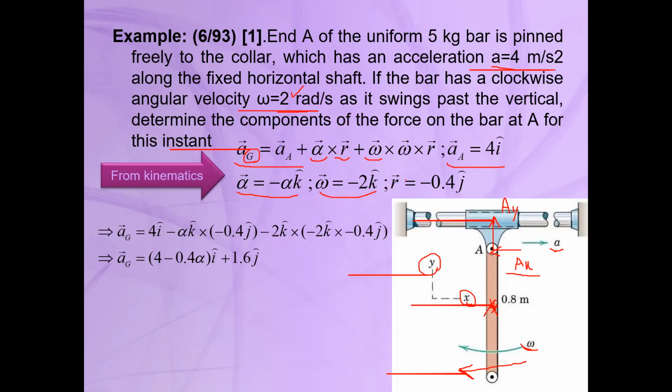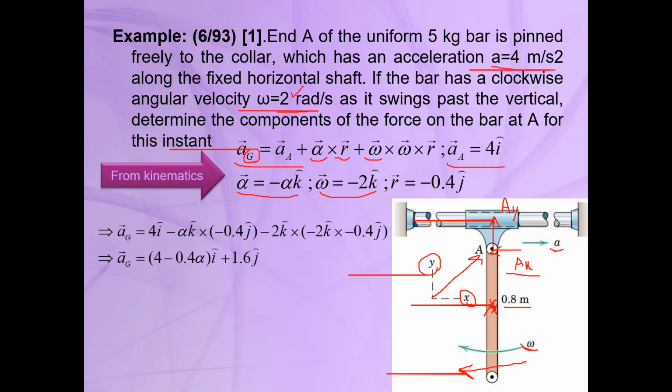And R, which is the position vector of point G with respect to point A. If you move this coordinate system to the point A, the position vector of point G is minus 0.4j, because G is at the center of the bar. The total length of the bar is 0.8, so 0.8 divided by 2 will be the position of the mass center, and it's equal to minus 0.4j, because it's in vertical direction.